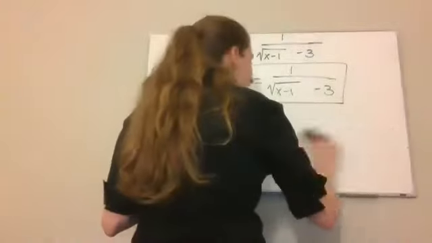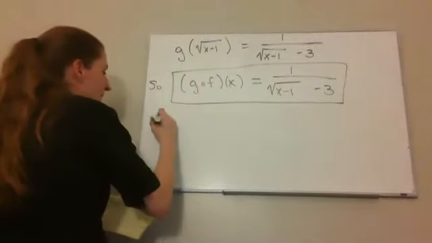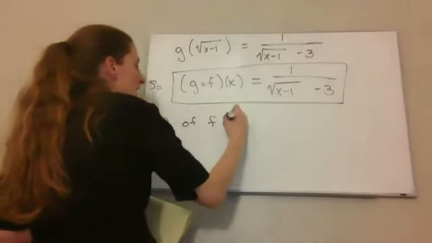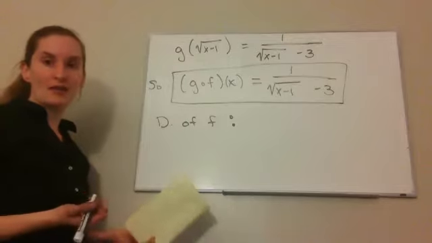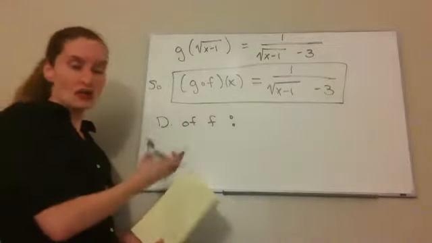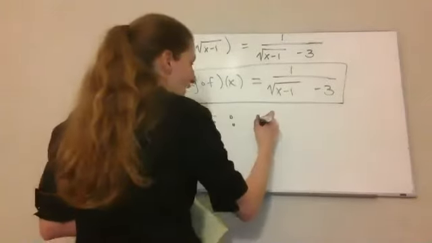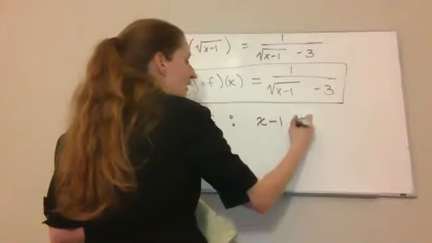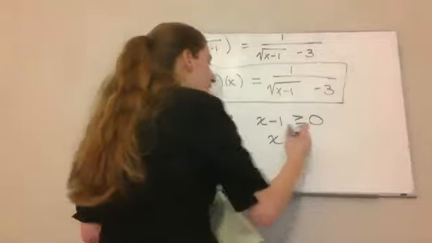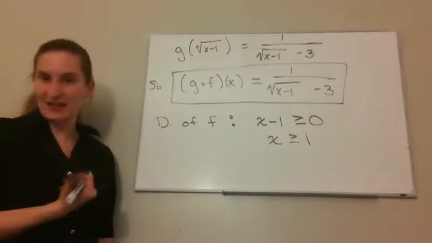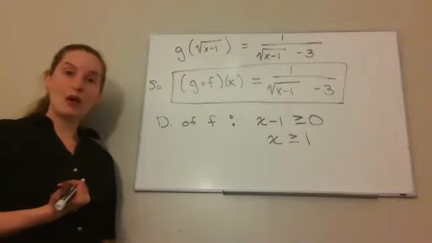My inside function was f. So start by finding the domain of f. F was the square root of x minus 1. We know to find the domain of the square root, we need to have non-negative numbers underneath the square root. So I'm going to take everything under the square root, x minus 1, and set it greater than or equal to 0. This tells me that the domain of my function f, the inside function, is all the values x which are greater than or equal to 1.